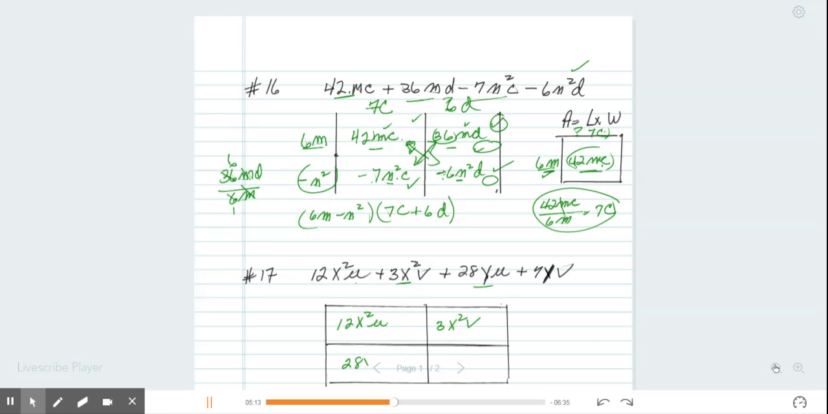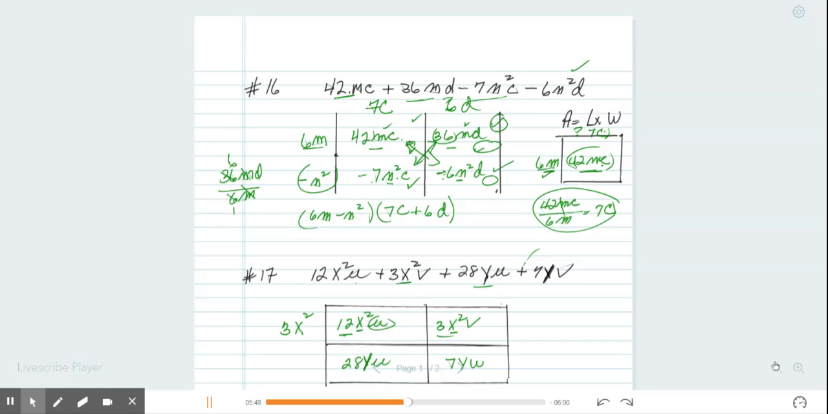Let me stop here just for a second. Yeah, 28yu. This is the tough part, getting these letters correct. And the last one here goes in this last box, 7yv. I say to myself, I'm factoring out the greatest common factor of these two terms. Take the 12 and the 3. Well, the largest number that goes into 12 and 3 is 3. I've got an x squared here and an x squared there, so I'll factor out an x squared. That's all I can do.